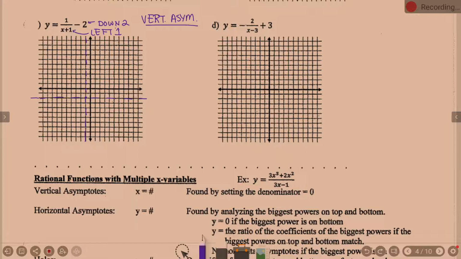Vertical asymptote first. My vertical asymptote. Where did my graph go? Left 1. So my vertical asymptote, instead of 0, is going to be -1. Now, it's a vertical asymptote. It's crossing through the x-axis. So this is x equals -1. Because it crosses through the x-axis at -1, it's x equals -1.